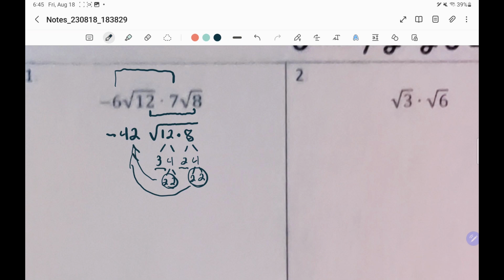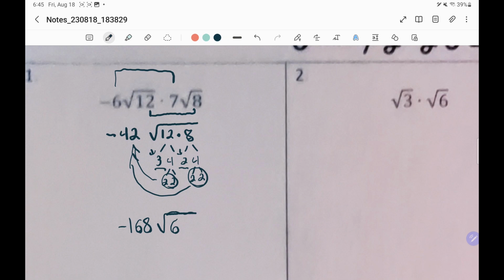So what is that going to give me? 42 times 2 is 84, and times 2 is 168. But don't forget, there's a negative in front. And now I'm going to do the square root. What 2 numbers do I have inside? This 3 and this 2. So my answer is going to be 6. So my answer is negative 168 square root of 6.